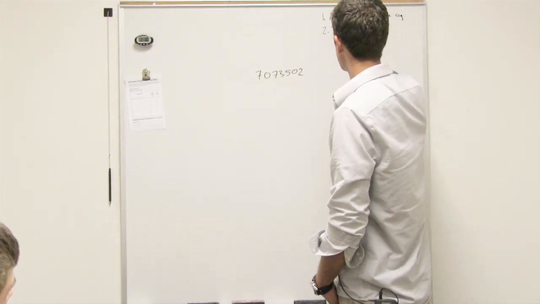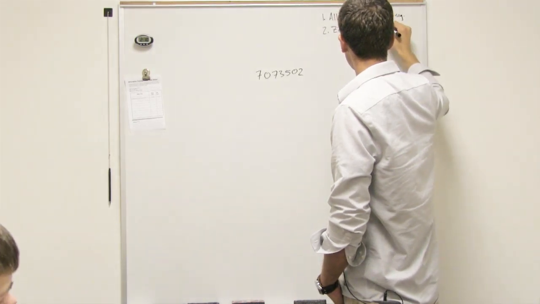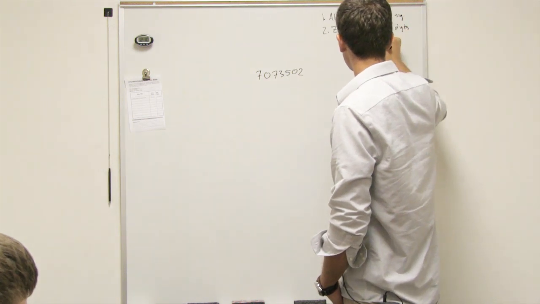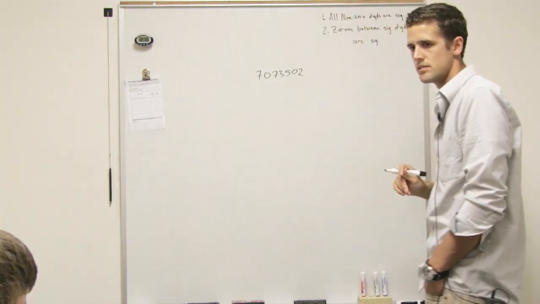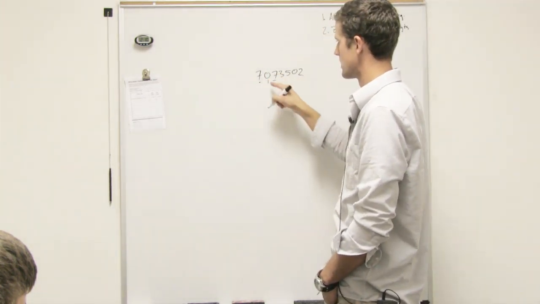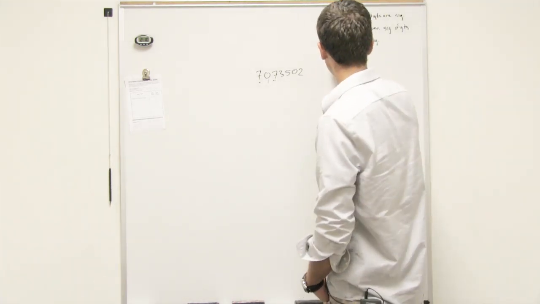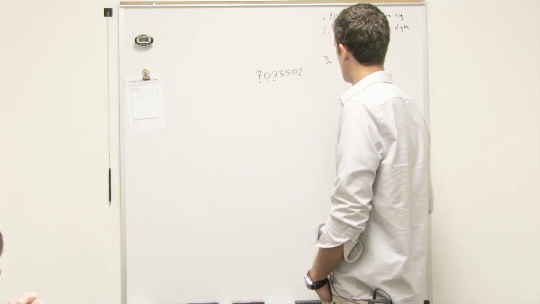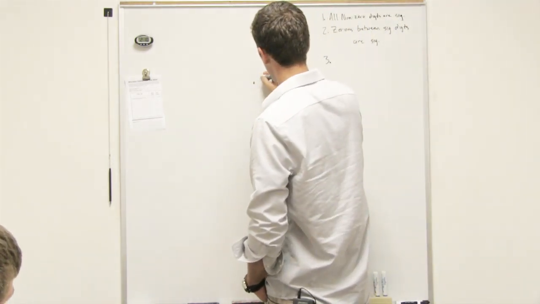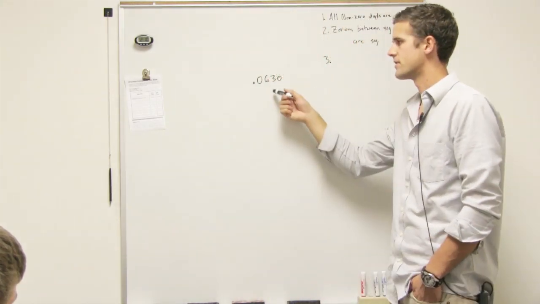So we'll say zeros between significant digits are significant. Okay? So because this 0 falls between a 7 and a 7, it'll be significant too. And then the third one is what happens when you do this. You say 0.0630. How many significant figures do you think are here?